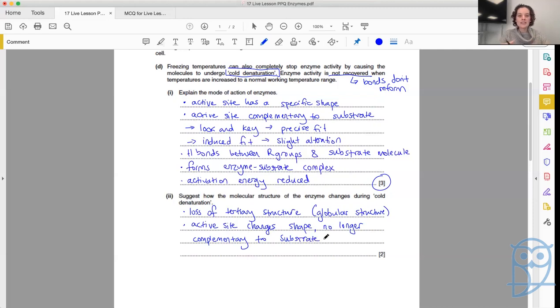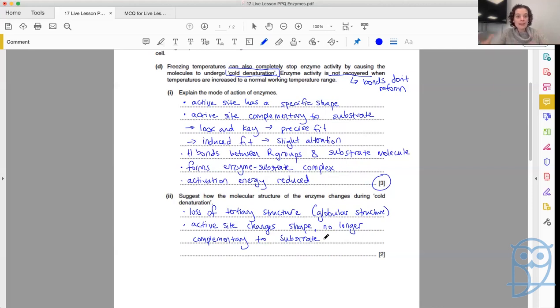Okay, and that's what's going to happen. The molecular structure of the enzyme changes. We're losing the tertiary structure. We're losing the active site. It's changing shape. It is no longer complementary. So we've described now what is the effect of that cold denaturation on the protein structure. Okay, so we've dealt with part D. We're happy now with our freezing temperatures and our cold denaturation.